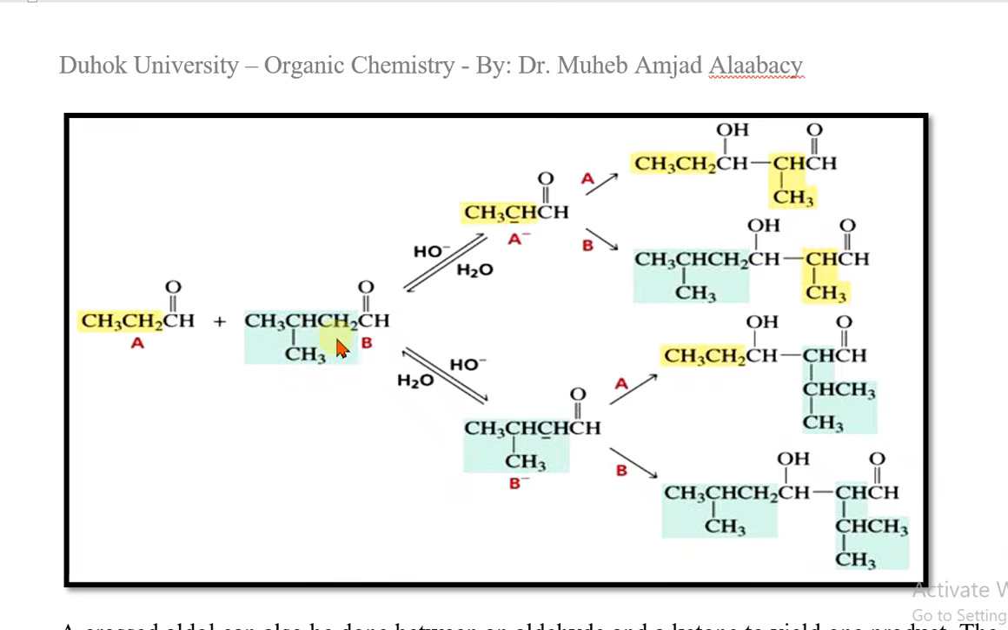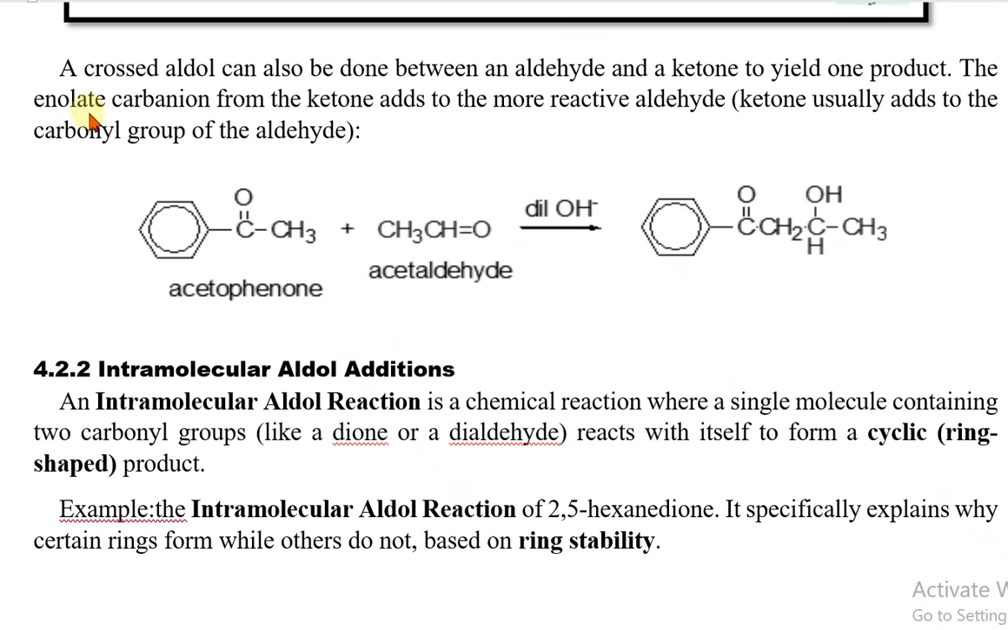The same thing here. The carbanion from here, this is the carbanion. If the carbanion reacts with B again, it will give you this compound. If the carbanion reacts with A, it will give you this product. So a cross aldol can also be done between an aldehyde and a ketone to yield one product.